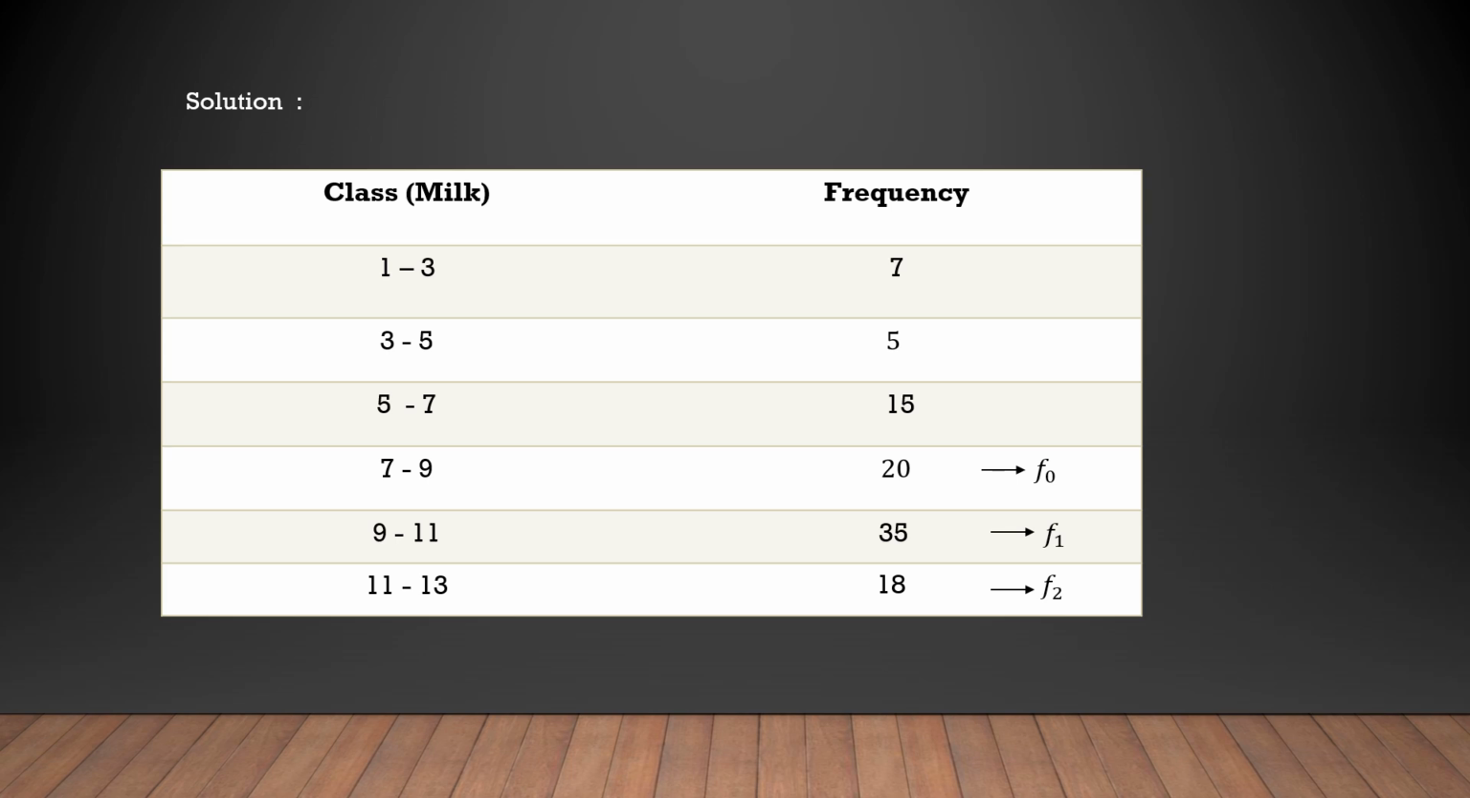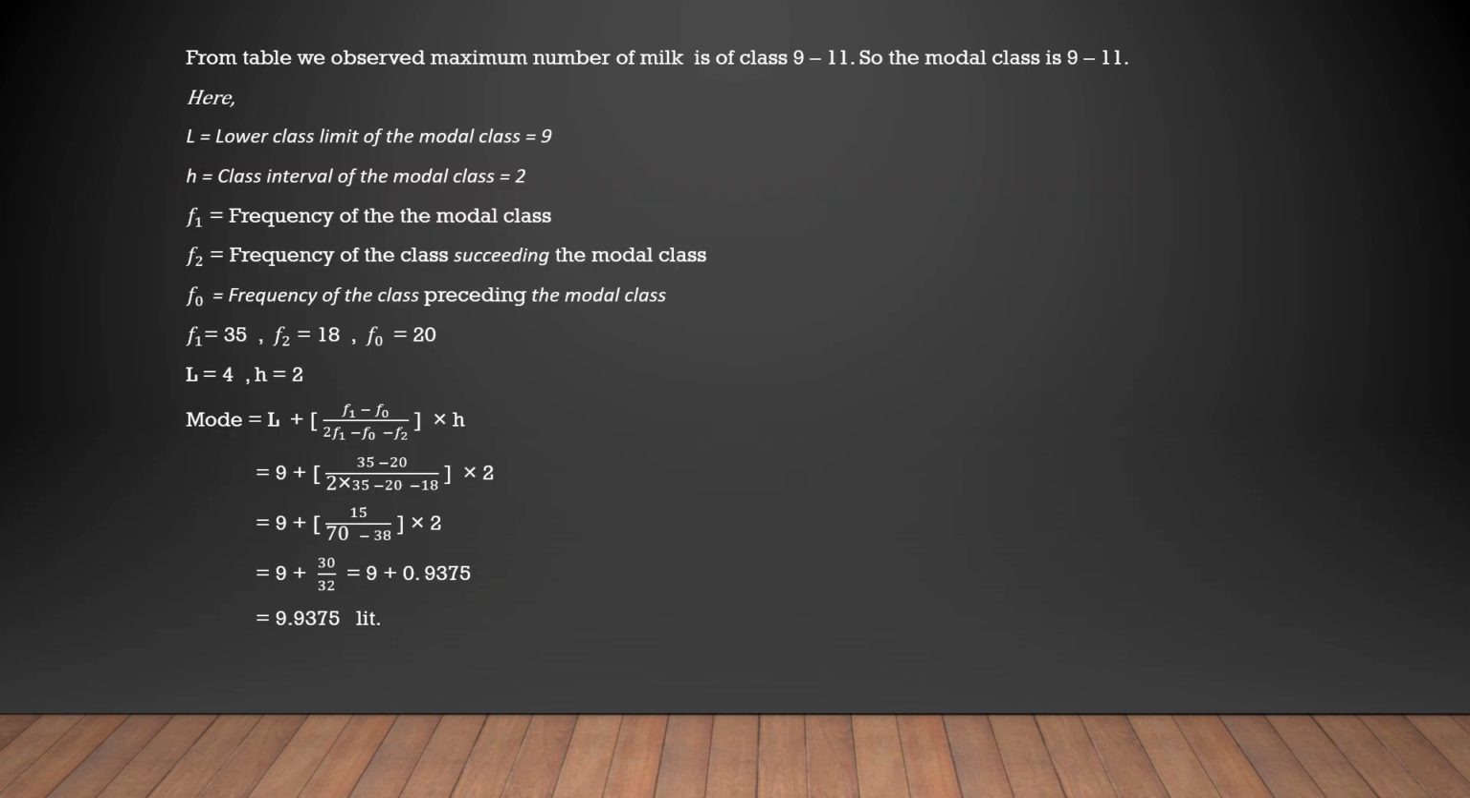So 35 is in the class of 9 to 11. So the modal class is 9 to 11. So the value of L is 9 and the value of H is 11 minus 9, that is 2. Then the value of F1 is 35. The value of F0 is 20, which is the preceding class, and the succeeding class is F2. So the value of F2 is 18. So all values are given.